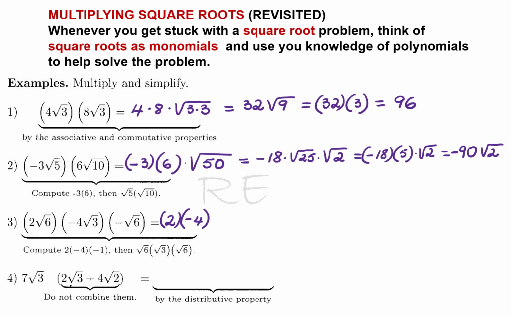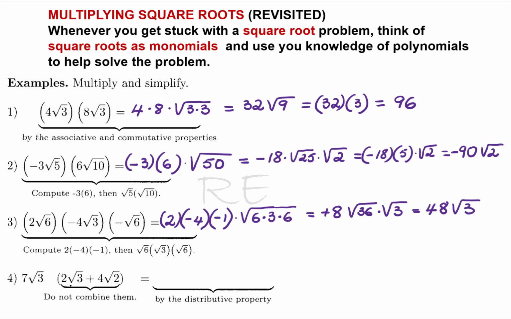2 times negative 4 times negative 1, multiplied by square root of 6 times 3 times 6. So it's 6 times 3 times 6. 2 times negative 4 is negative 8, times negative 1 is positive 8. And multiply by square root of 6 times 6, which is 36, times square root of 3. We get 8 times 6, which is 48, multiplied by square root of 3.